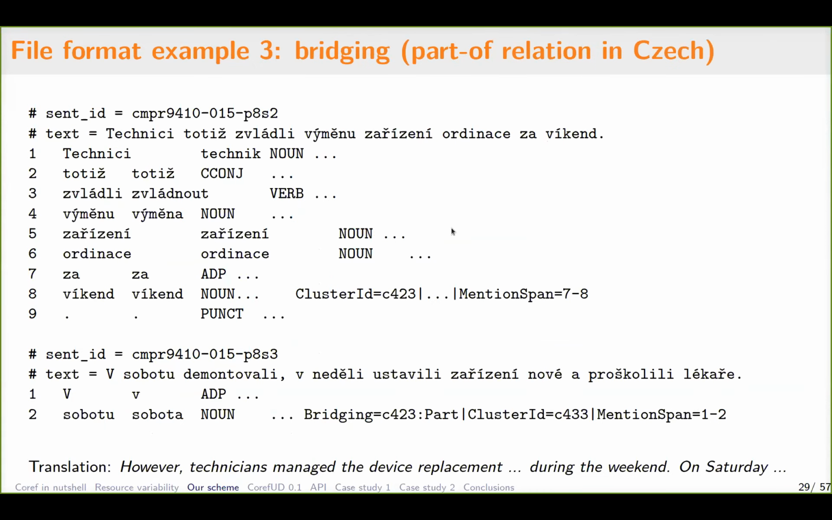Well, coreference is not the only relation which we can represent. So now the example is that some technicians managed to do the device replacement during the weekend and on Saturday, and so on. So Saturday is a part of the weekend. So there's a part relation from the Saturday node towards the weekend.